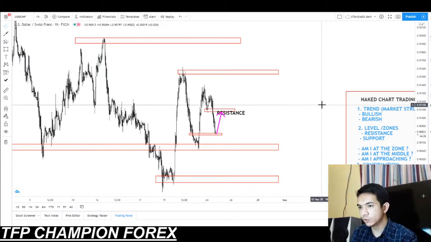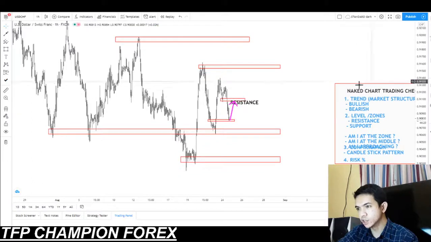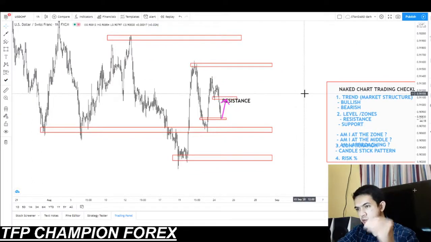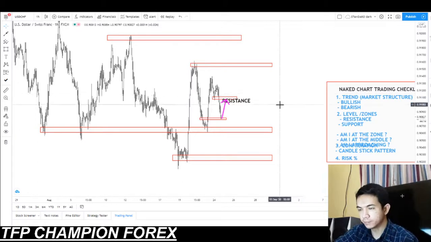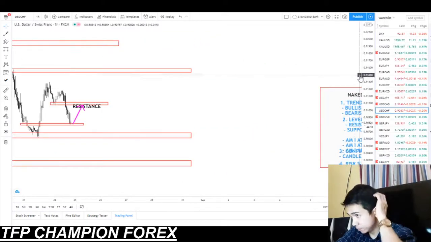Again, it's not only a matter of strategy or using any indicators, but the good thing is we can customize our trading checklist to improve our entries, exits, and how we approach the market. Right, so let's check another pair.